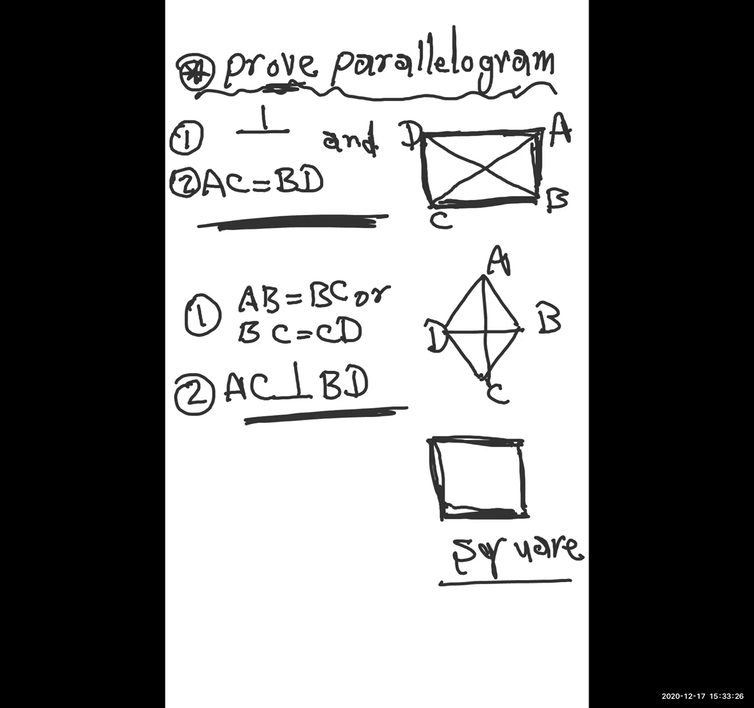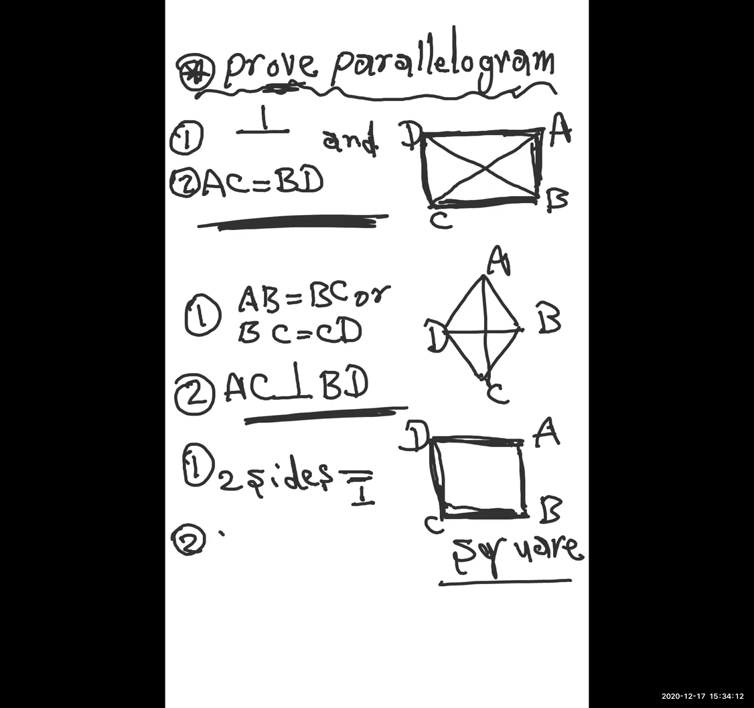Okay. Guys, we can prove that it's a square with only one of the following conditions. First condition, if it's ABCD, two adjacent sides are equal and perpendicular. Okay, the second case, two adjacent sides are perpendicular and its diagonals are perpendicular.